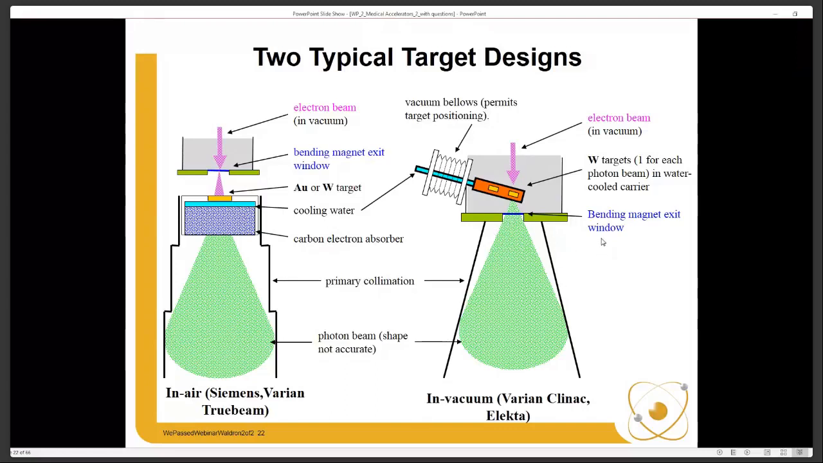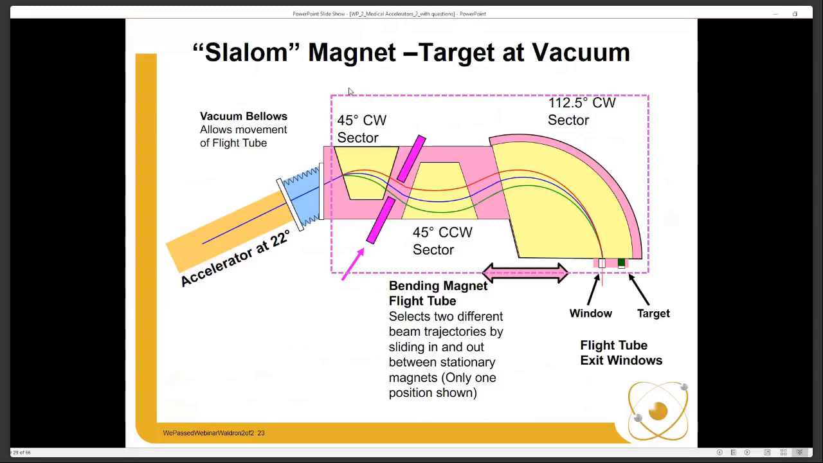Now, I said that the Elekta design is also a targeted vacuum. This is essentially the same slide as earlier. I've got two exits to the bending magnet. One is a window, a nickel window, vacuum on one side and the world on the other. And then I've got the target. The target is a tungsten button, and it is in the other window.